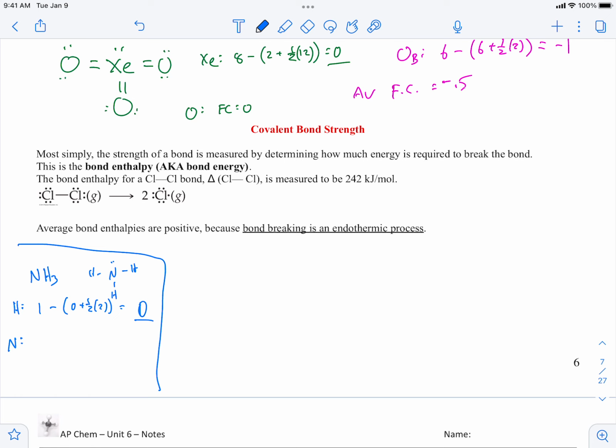Nitrogen, 5 normal valence electrons minus the assigned electrons. Okay, well, it's got 2 lone pair electrons plus half of what's bonded to it, which is half of 6. So 2 plus 3 is 5. 5 minus 5 is 0. So this is a perfectly good Lewis diagram for ammonia. And really, it's actually the only way it could have been drawn due to the limitations of the size of nitrogen.